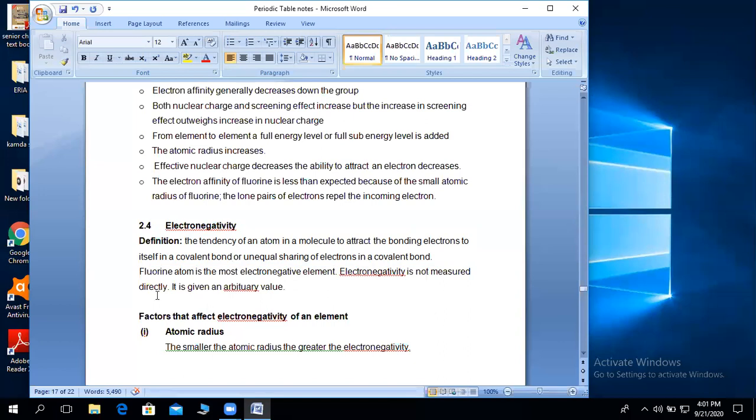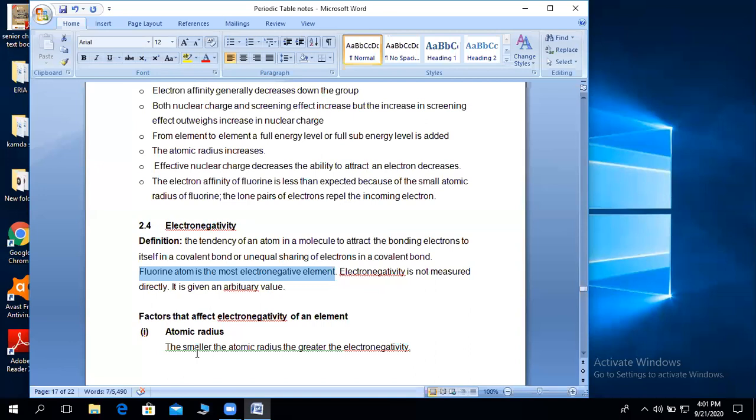Fluorine atom is the most electronegative element, and we are saying electronegativity is not measured directly. It is given an arbitrary value. Factors that affect electronegativity, or that affect an atom's ability to attract the electrons. We have atomic radius. Yeah? So the smaller the atomic radius, that means the electrons in the outermost energy level will be near the nucleus. So they will easily be attracted.